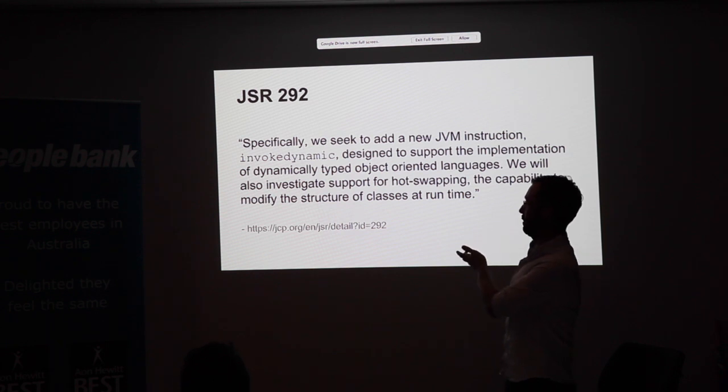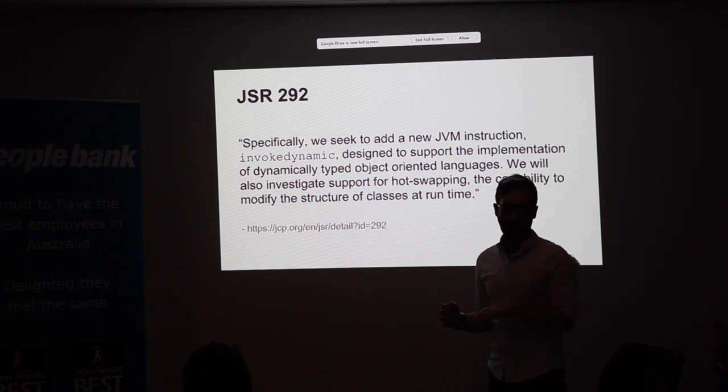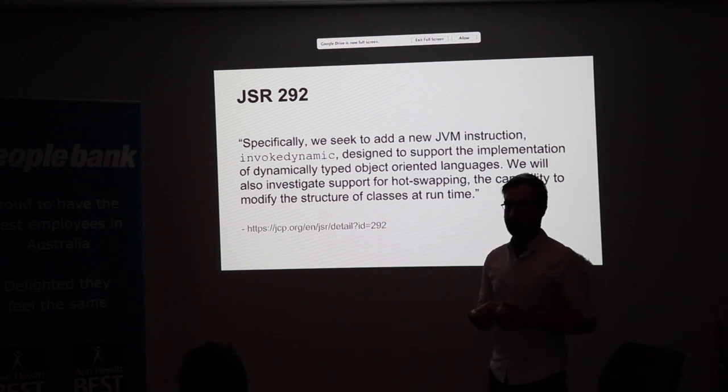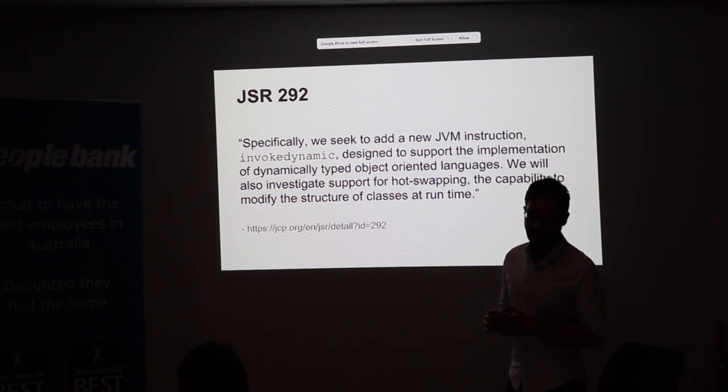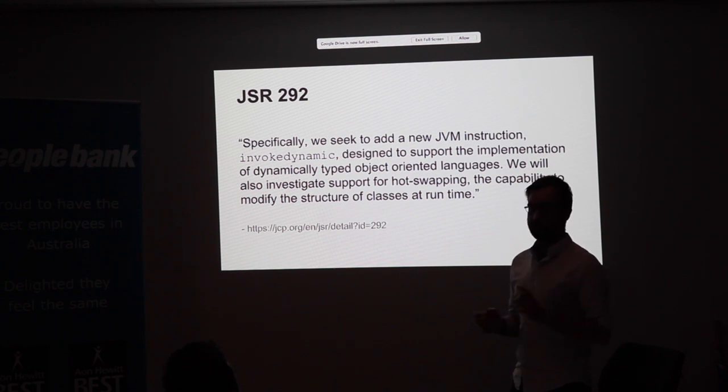And you can see this taken directly from the JCP page, it describes what they want to do. We will also investigate support for hot swapping, the capability to modify the structure of classes at runtime. That's the bit that flies under the radar with people talking about Nashorn. I'll expand a bit on that. With Rhino, the code was interpreted. You write some JavaScript, it gets interpreted. What they're doing here with this JSR is to actually generate bytecode from your JavaScript. So you write JavaScript, but it actually runs on the JVM as standard bytecode. And you can change the JavaScript and hence the bytecode without reloading the JVM. That's the interesting thing for me.